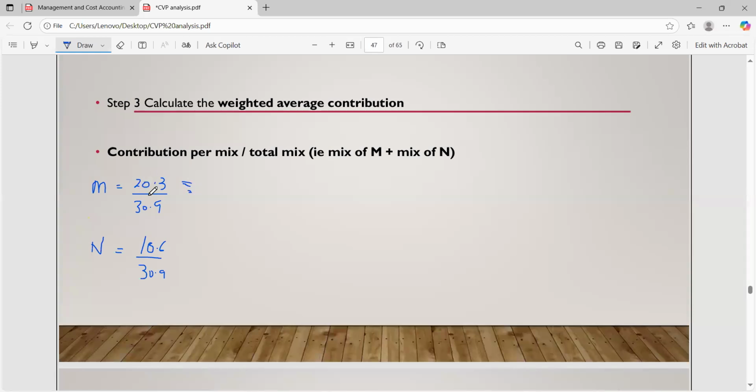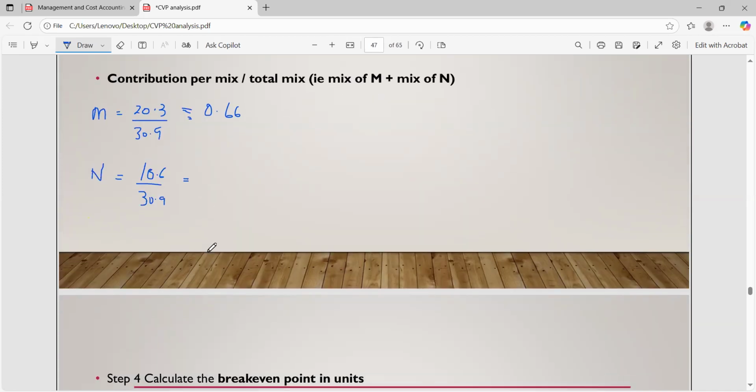20.3 over 30.9. What do you have? We have 0.66. Please come again. You are going fast. 0.66. Yeah. Okay. Please be confirming your colleague's answers, because I don't have a calculator to confirm for that. Then this one, please. 0.34. 0.34. Is that right? Yeah, yeah.